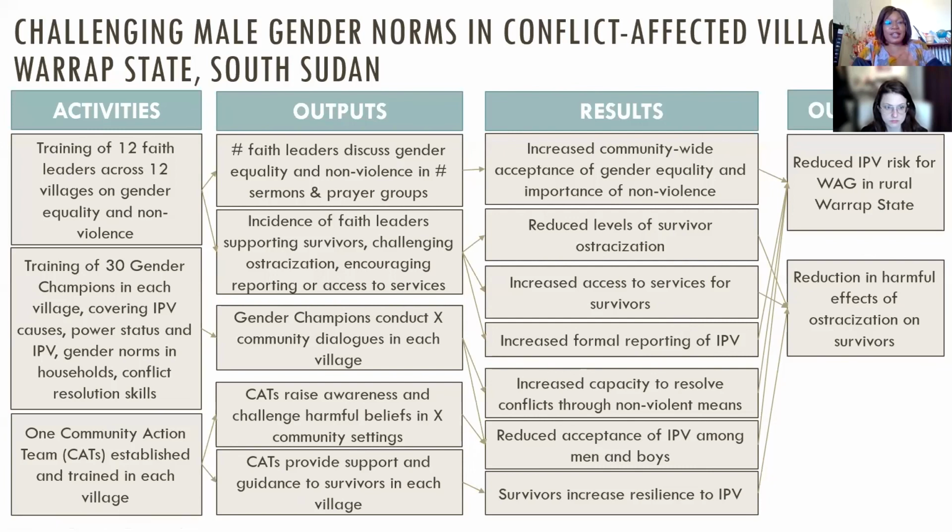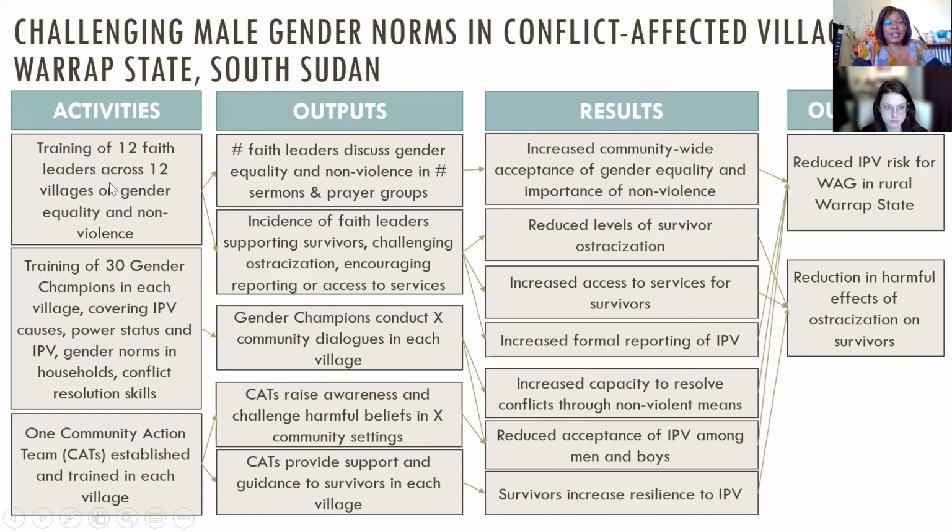This is what you might set up in order to respond to those threats. I'm going to walk through this log frame briefly the wrong way round, right? I'm going to start with the activities and then walk towards the outcomes. So it's essentially 3 types of activity. One is training with faith leaders. The other is training gender champions. And then the last is community action teams.